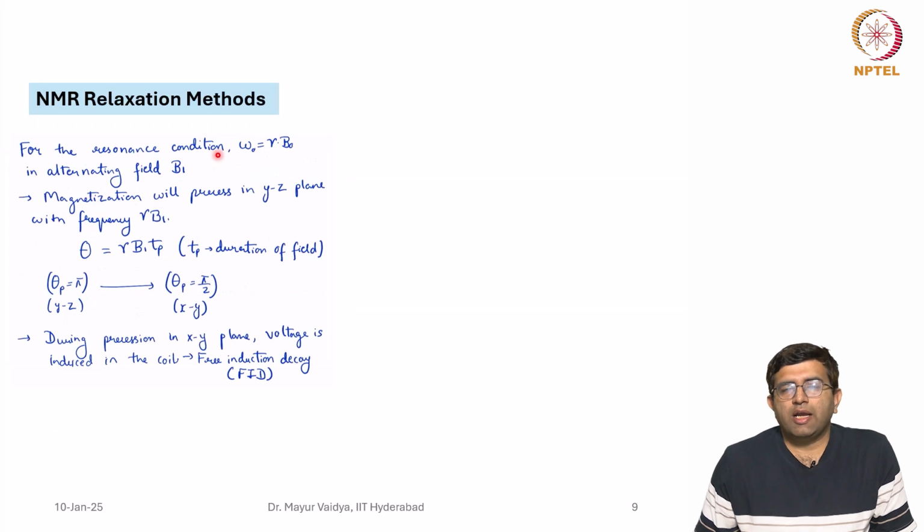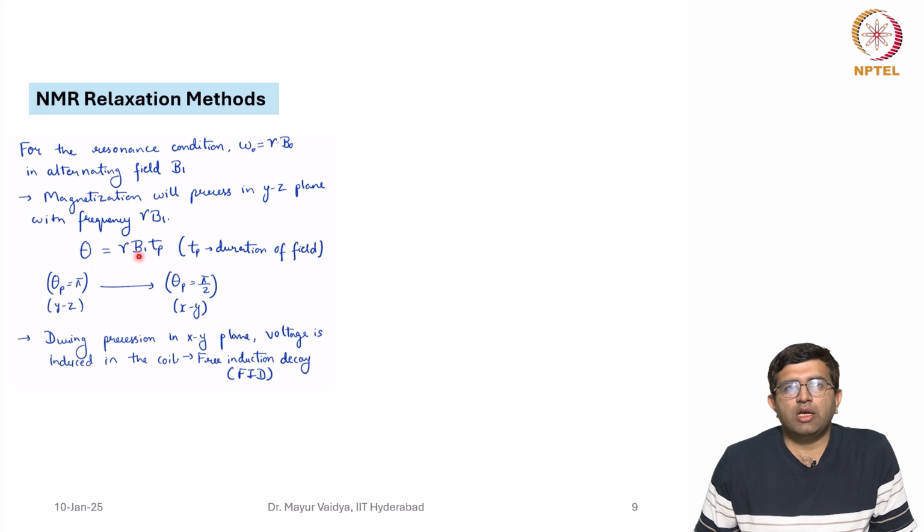When you are at the resonance condition where omega naught is equal to gamma times B naught in an alternating field B1, then the magnetization will precess in the yz plane, and the frequency of it will be gamma times B1.